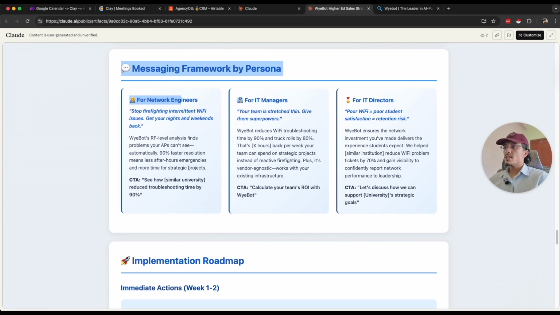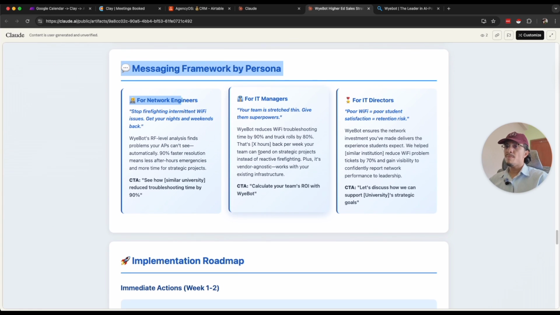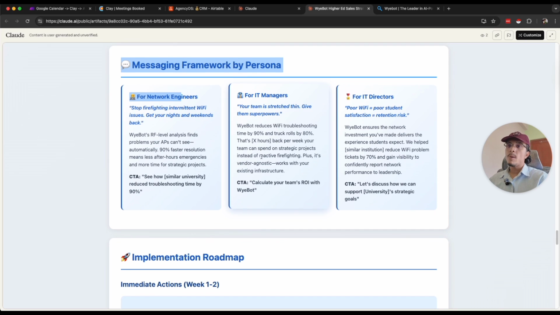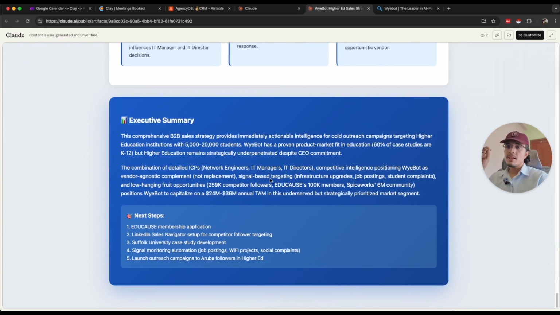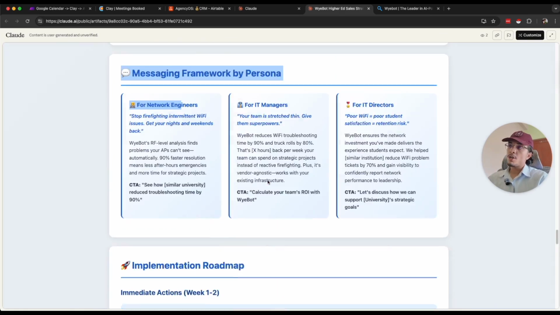And we have this messaging framework as well. These are not the best, but it still gives you an idea of what works and what does not out there. And yeah, these are the main things that are included inside this artifact.